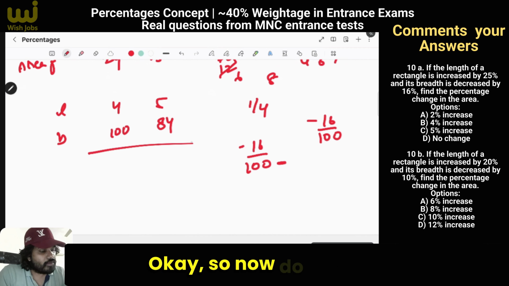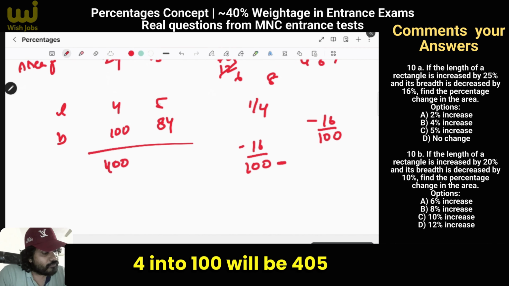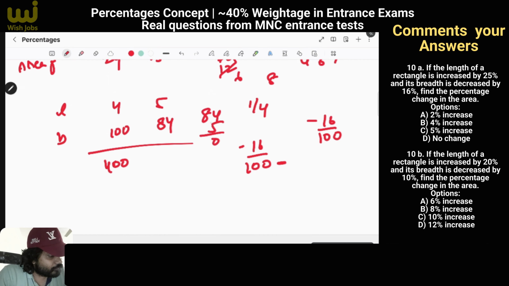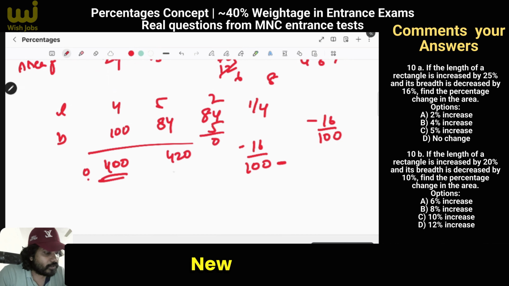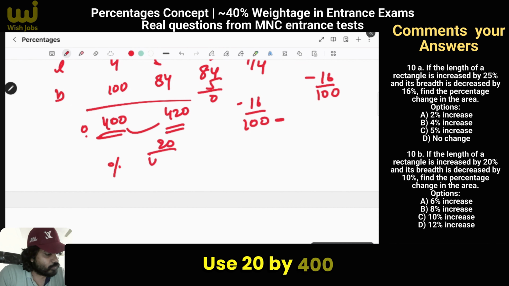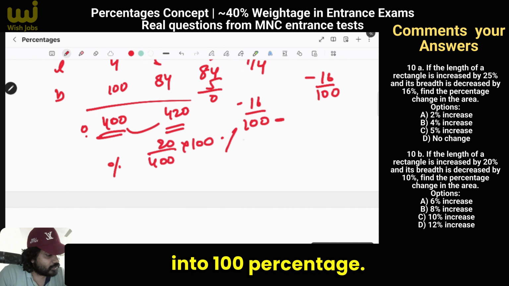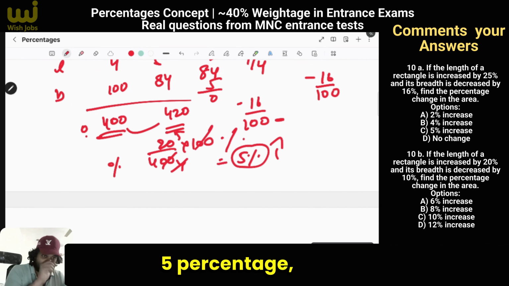Now do the area of the rectangle formula. 4 into 100 will be 400. 5 into 84 is 420. So the old area is 400, the new area is 420. What is the percentage calculation? Use 20 by 400 into 100 percentage. So the answer would be 5%, which is there in the options.